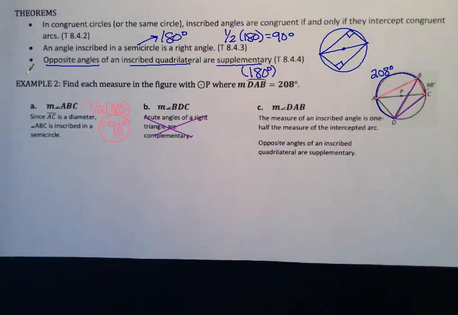AC is the diameter, and that's how we knew that ABC was 90. But we don't have A in this one. And if we did, then angle ADC is 90. But that doesn't help us with BDC.